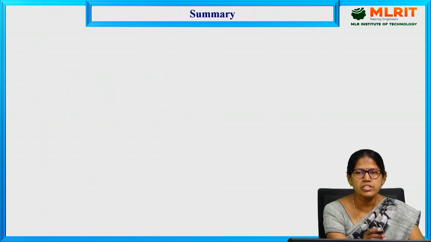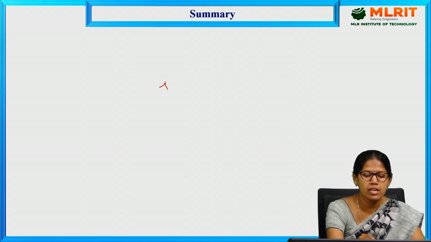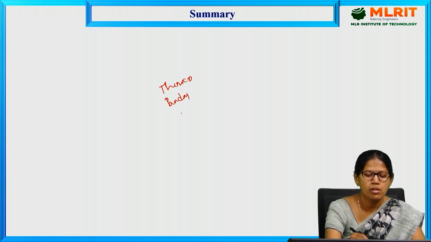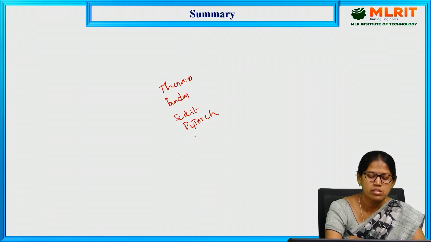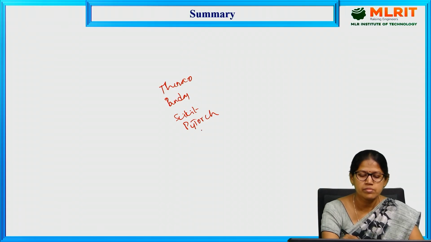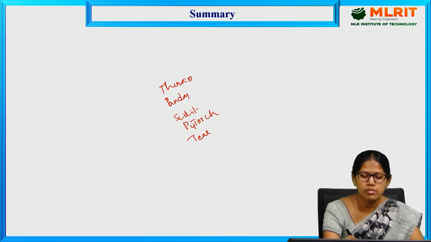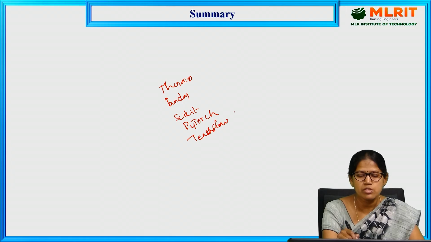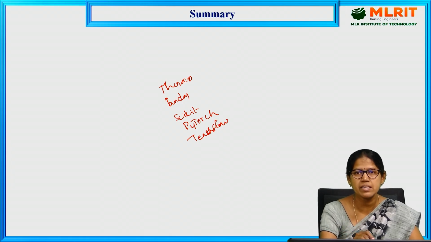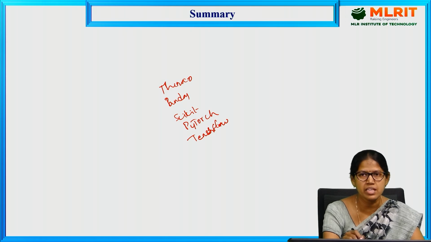Okay, so in this session we have seen various Python libraries with examples, like Theano, pandas, scikit-learn, PyTorch, TensorFlow. We have seen all these Python libraries with the examples also. In the next session, we are going to see image classification using these Python libraries in CNN. Thank you.